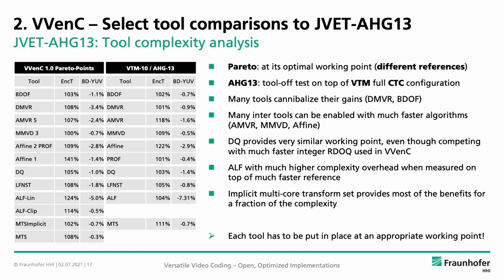And then as the last point, the MTS: there is an implicit version of the MTS, which basically cuts the CU search. And for us, it provides all of the gains at a much, much better trade-off.